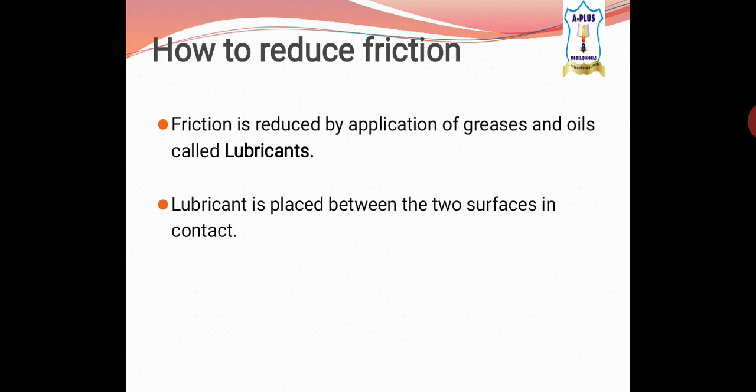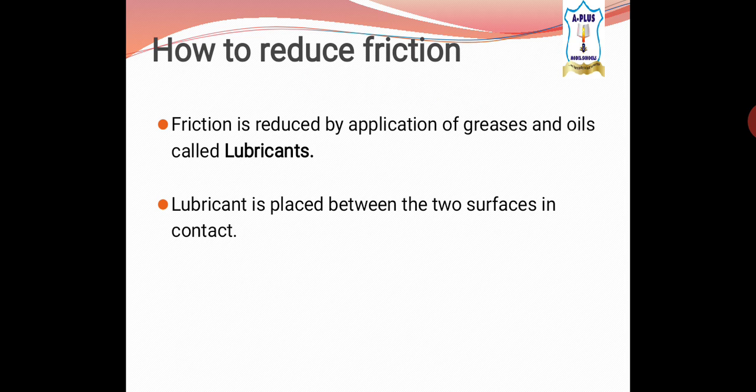Now let's check how to reduce friction. How do we reduce friction? I think I've earlier said it. One of the ways is to use lubricant, grease and oil. Friction is reduced by application of grease and oils called lubricant. When you use lubricant, it reduces friction. Lubricant is placed between two surfaces in contact. If you check a machine, the two surfaces that are coming in contact constantly, you grease. When you grease it, it reduces the friction.